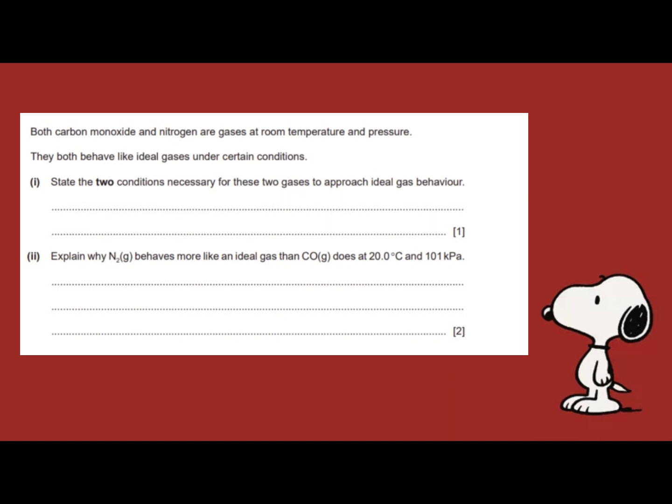Next question. Explain why N2 behaves more like an ideal gas than CO does at 20 degrees Celsius and 101 kilopascals. So the answer is intermolecular forces are not significant, and N2 has small particles.